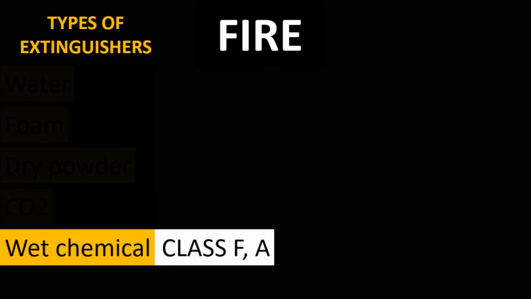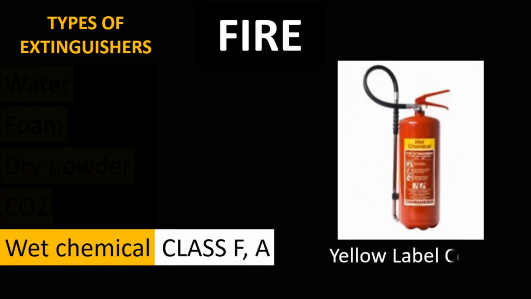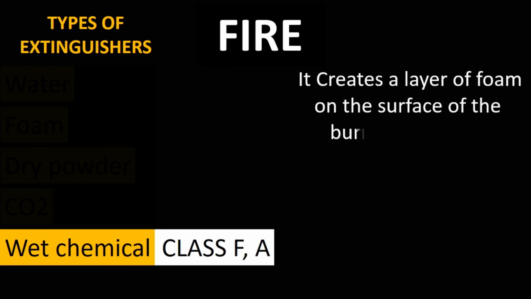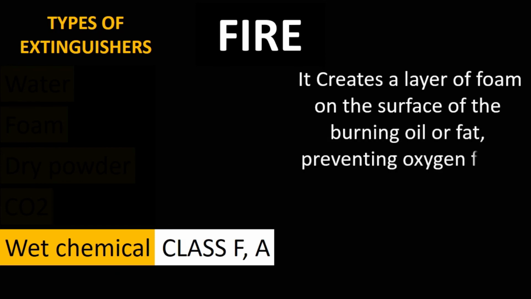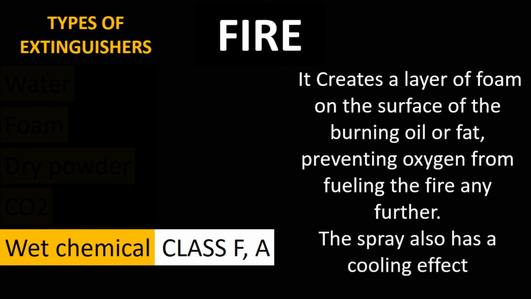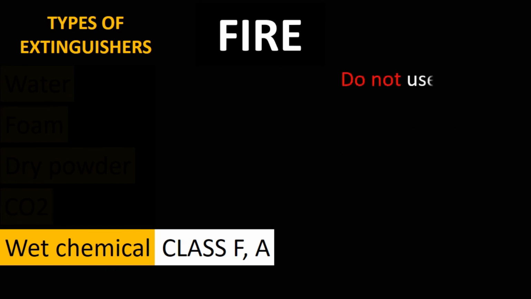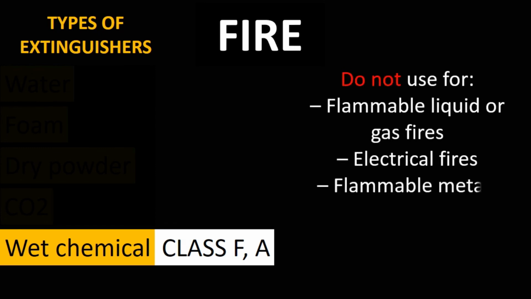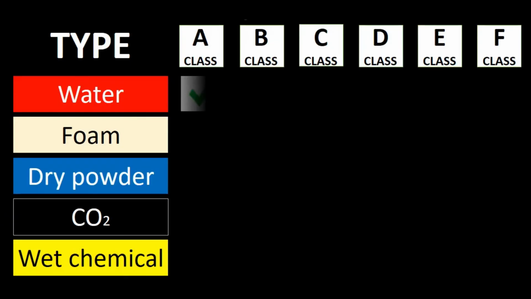The last type of fire extinguisher is wet chemical. Wet chemical type fire extinguishers are used for Class F and Class A fires. They have a yellow label color. Wet chemicals create a layer of foam on the surface of the burning oil or fat, preventing oxygen from fueling the fire any further. The spray also has a cooling effect. Do not use wet chemical fire extinguishers for flammable liquids or gas fires, for electrical fires, and for flammable metals.